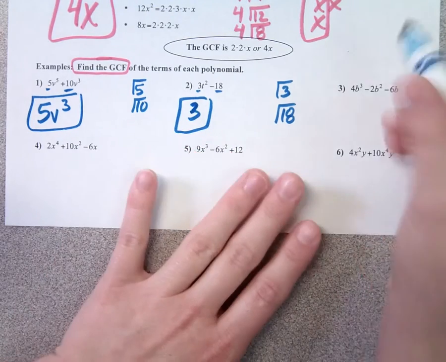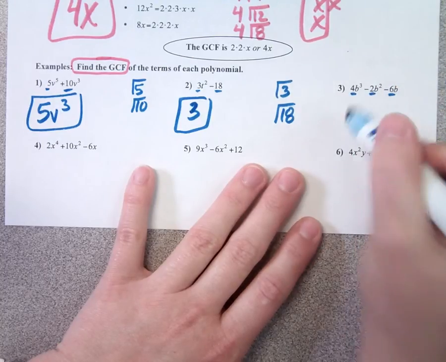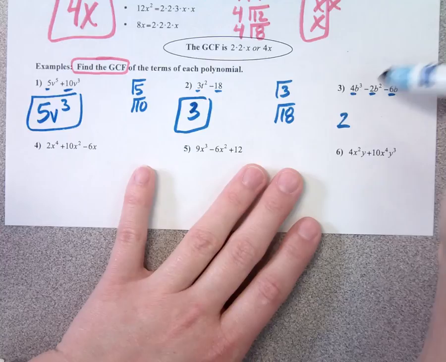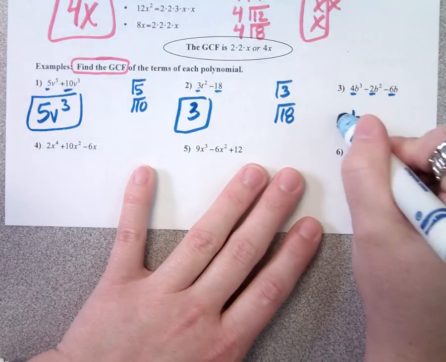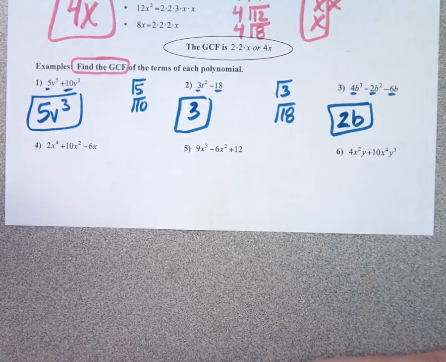Okay, number 3. What's the greatest thing that will divide into 4, 2, and 6? 2. And what's the greatest number of b's they all have in common? 1. They all have 1. Okay, take a couple moments and see if you can do 4, 5, and 6, and then we'll go over them.